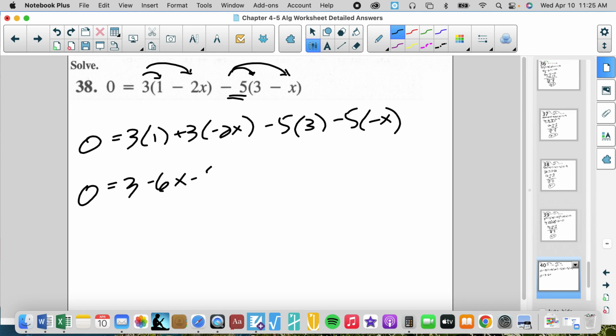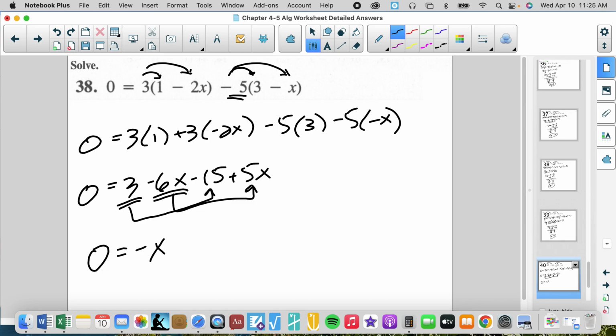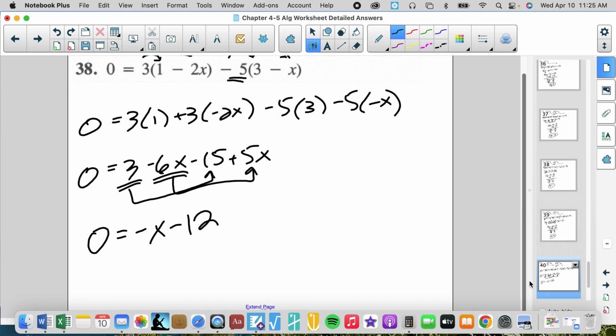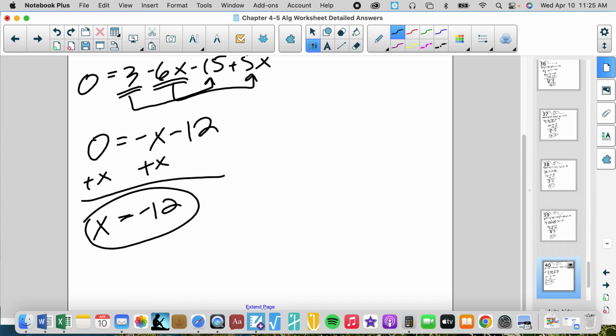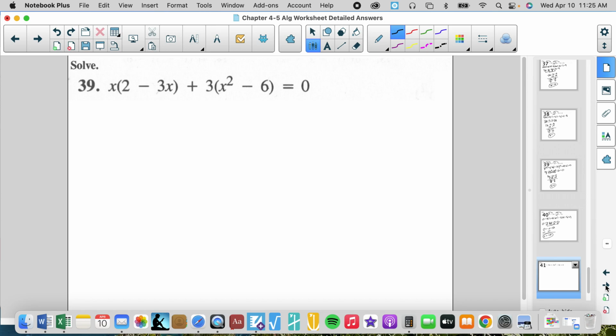Minus 6x minus 15 plus 5x. We have like terms here. We have like terms here. That's going to give me 0 equals -x minus 12. We could move the constant. I'm going to move the x because it's negative, and moving across changes its sign, and we get x equals -12. I did that efficiently. That's a much more efficient way to do that problem instead of moving the -12 and then getting rid of the negative in front of the x.